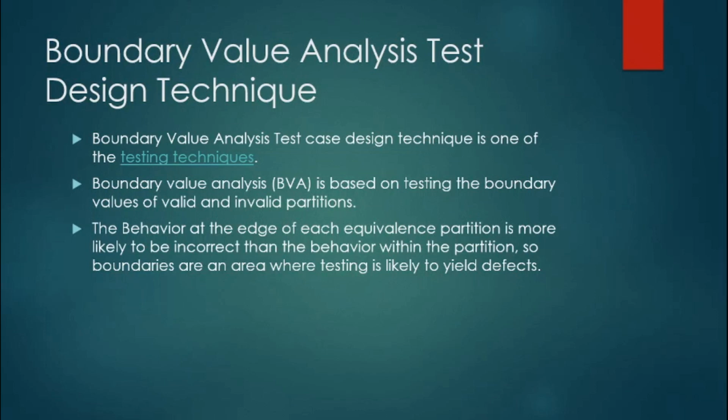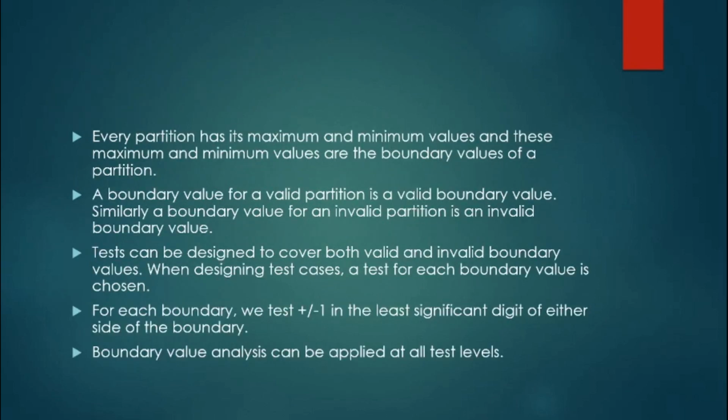Because if you are talking within the partition, you will have valid data. If you are talking at the boundary, in that case there are more chances of finding defects. Now every partition has its maximum and minimum value, and these maximum and minimum values are the boundary values of a partition. Also, a boundary value for a valid partition is a valid boundary value. Similarly, a boundary value for an invalid partition is called an invalid boundary value.